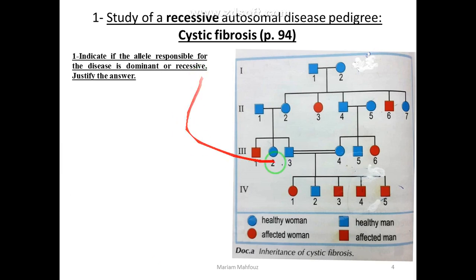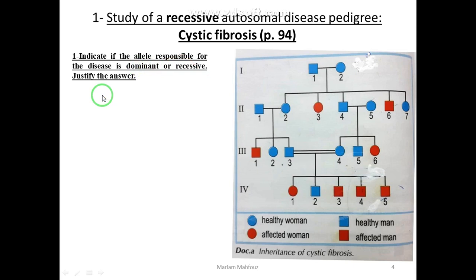To treat the first question, which is to indicate if the allele of the disease is dominant or recessive and justify the answer, the justification must come from the pedigree. So if you look at this pedigree, to answer this question it's very important to look at affected children having normal parents. All these affected children that have normal parents indicate that the allele of the disease in these children is masked in the parents, where the allele is recessive. So this is the main point we have to focus on to answer this question.